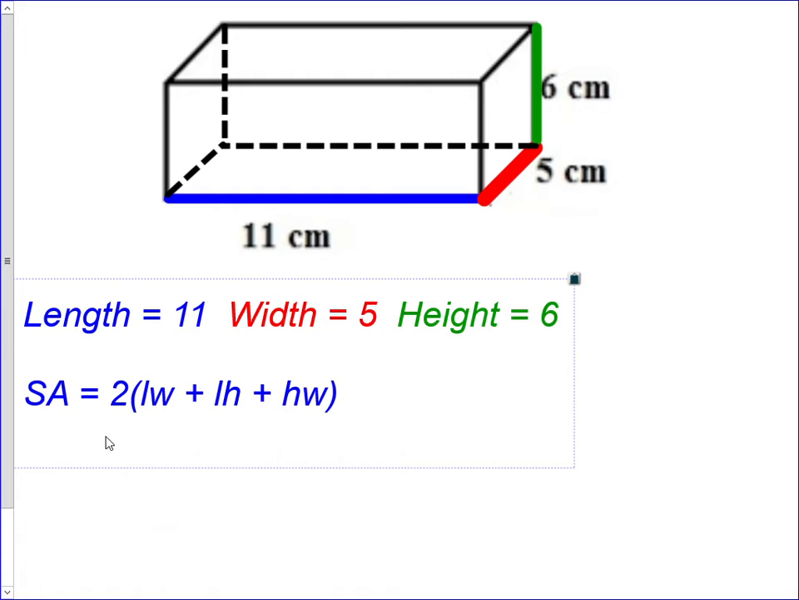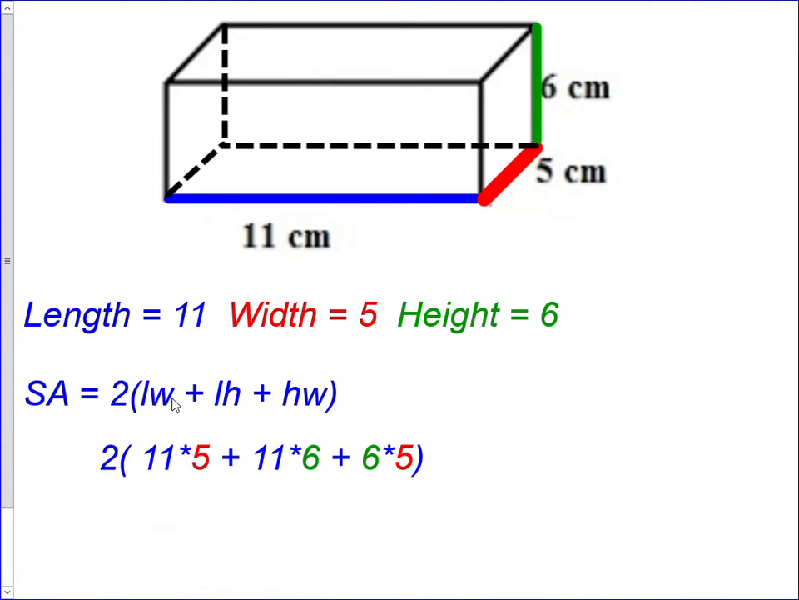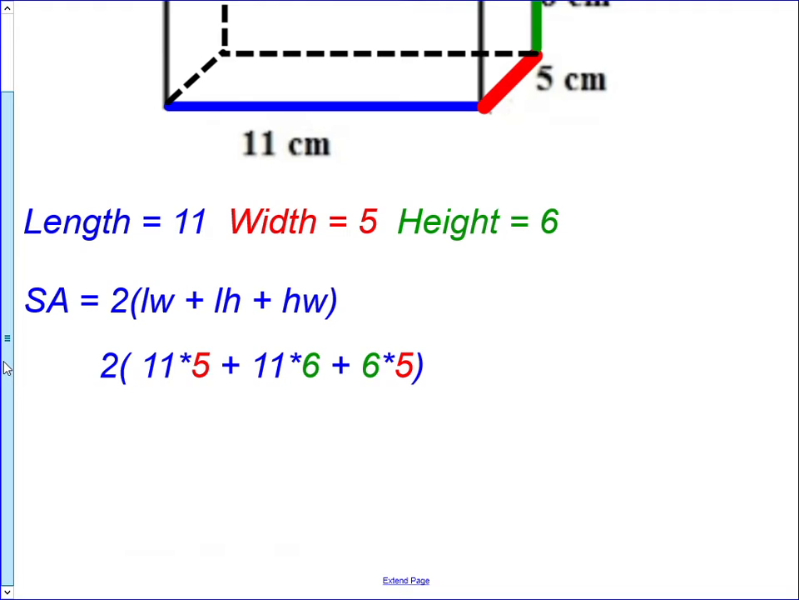So when we plug it in, we're going to end up with 2 times length times width, which would be 11 times 5, length times height, which would be 11 times 6, and height times width, which would be 6 times 5. Now, parentheses, we've got to take care of that first. So we've got multiplication and we have addition. So we're going to go ahead and we will do the multiplication first. So 11 times 5 is 55, 11 times 6 is 66, and 6 times 5 is 30.